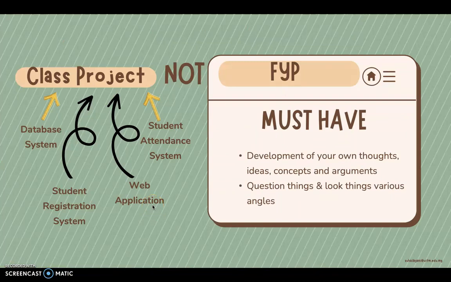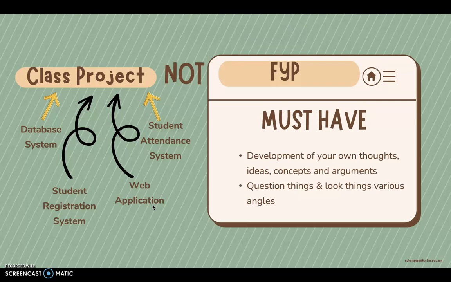Class projects usually focus on one subtopic or one narrow domain. For example, database system. So in a class project, you just develop a database system comprising small use cases. And you also have a student registration system in one group project for one particular subject. Similar goes to the web application in one small subject. And also a student attendance system, one small program for one group for one subject.